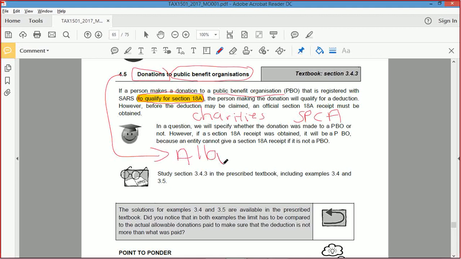Do we like allowances? Yes, because allowances reduce your taxable income. But it's only limited to Section 18A public benefit organizations. As long as you're registered with SARS as a public benefit organization, you would be allowed to claim any deduction that you make to that public benefit organization. Got that?